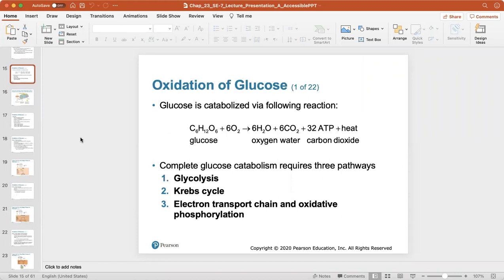Glucose is catabolized via the following reaction: glucose plus 6 O2 turns into 6 CO2, 6 H2O, and heat, as well as ATP. The complete glucose catabolism requires these three pathways, which is what we're going to go over and which is what I want you guys to know: glycolysis, the Krebs cycle, and then the electron transport chain and oxidative phosphorylation.